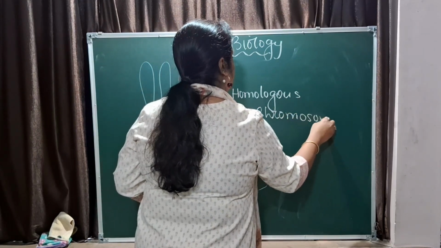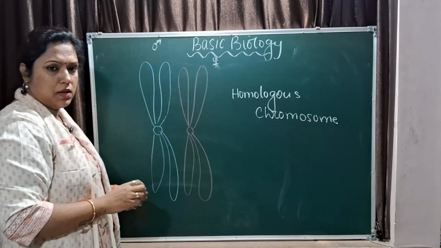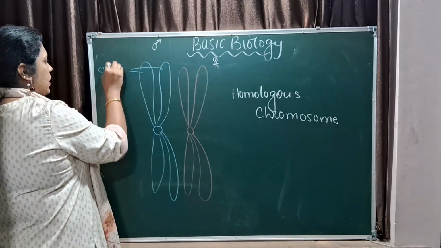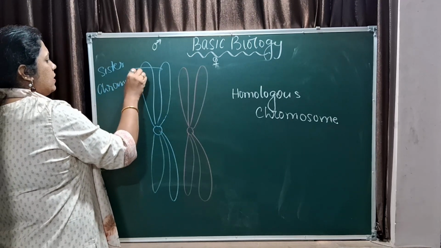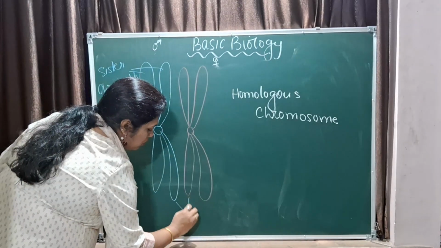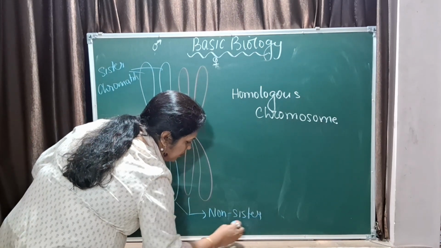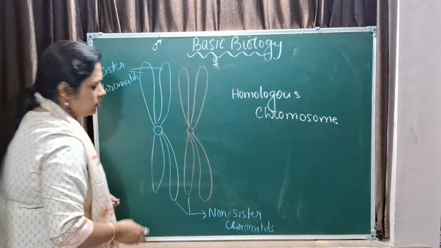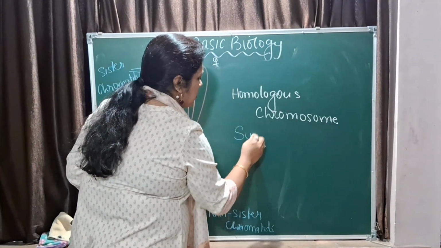Just suppose one has been inherited from the father and one from the mother. These two are the sister chromatids. The chromatid has duplicated and made a sister chromatid. These two are the non-sister chromatids. So what happens when they come closer to each other? That is synapsis.